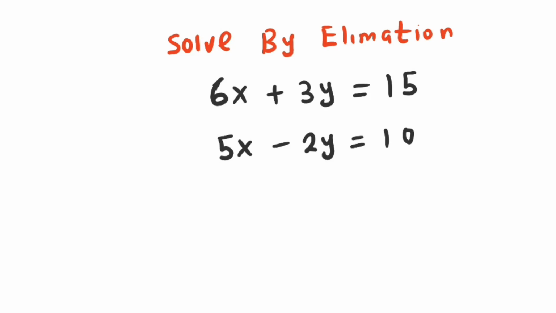How to solve for x and y in this system of linear equations using the elimination method. We have 6x plus 3y is equal to 15, and then 5x minus 2y is equal to 10.